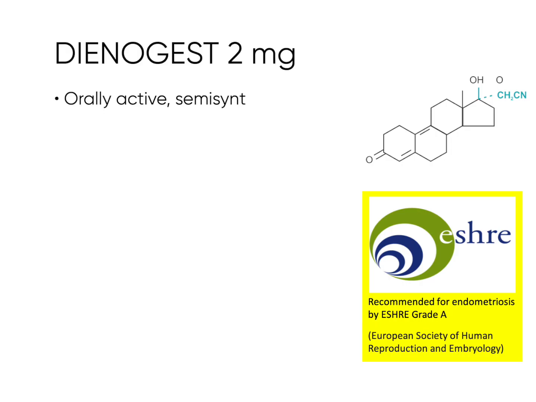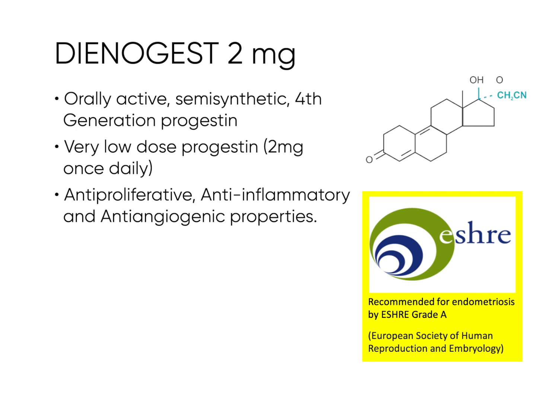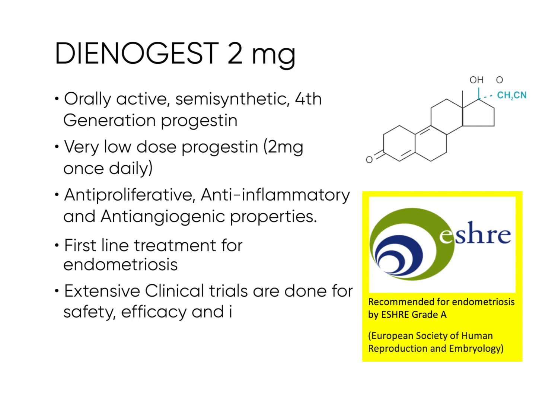So, what is Dienogest? Dienogest is an orally active, semi-synthetic, 4th-generation progestin. It is used in a very low dose of 2 mg once daily. It has anti-proliferative, anti-inflammatory and anti-angiogenic properties. As per ESHRE, the European Society of Human Reproduction and Embryology, Dienogest is the first-line treatment for endometriosis. Extensive clinical trials have been done for safety and efficacy of Dienogest.